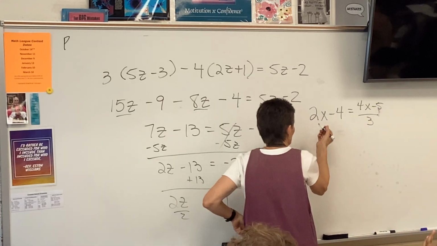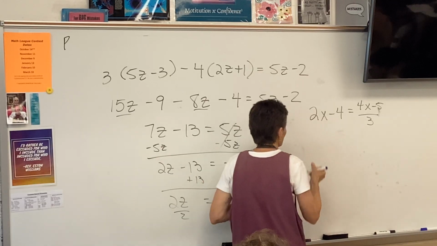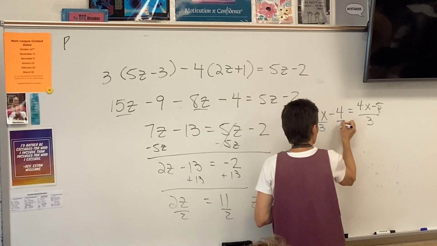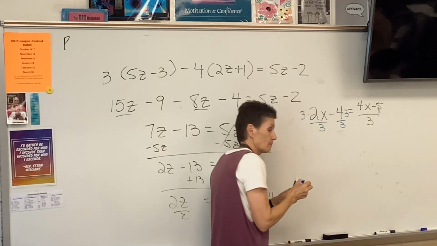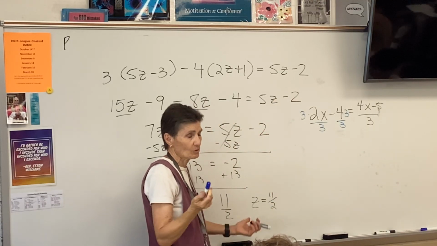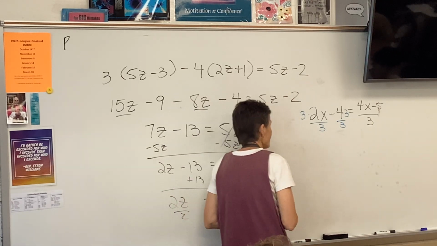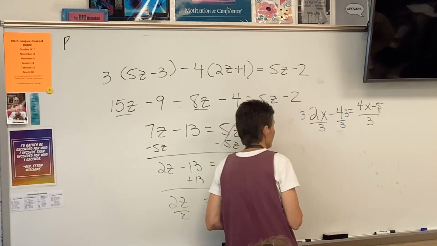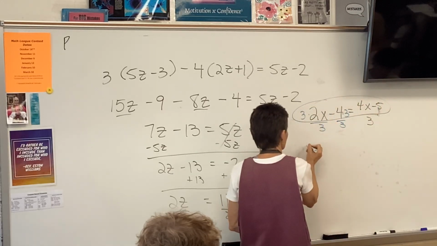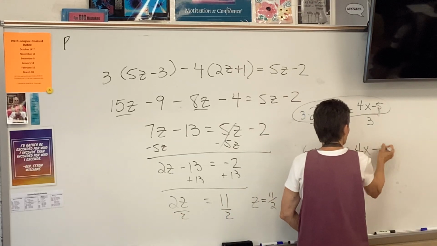Okay, so if I'm gonna put 3 under everything, then I'm gonna have to multiply this one by 3, and this one by 3. Don't just go putting a 3 in the bottom, you have to also put 1 in the top, right? So now, once I got everything over 3, I can forget the 3's and look at just this part right here. So 6x minus 12 equals 4x minus 5.